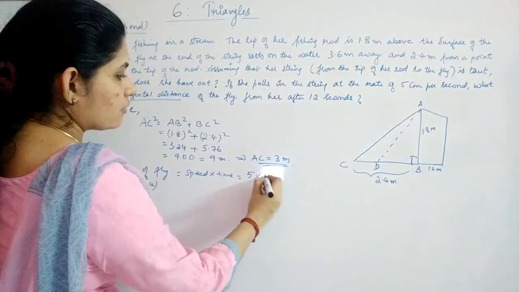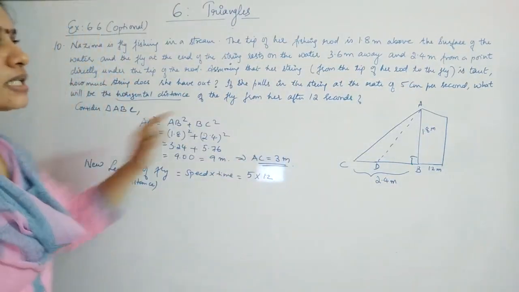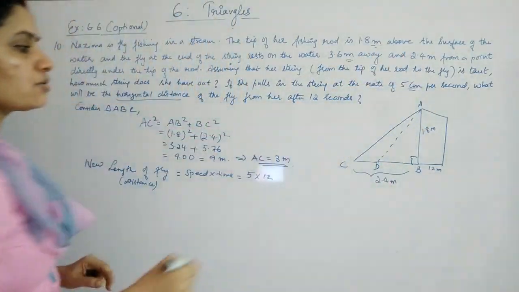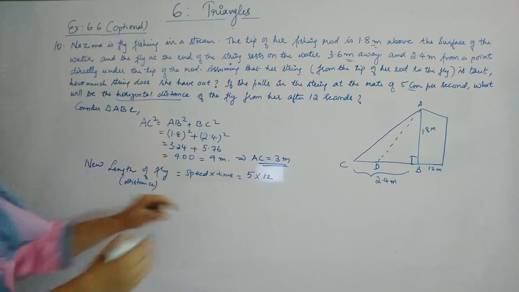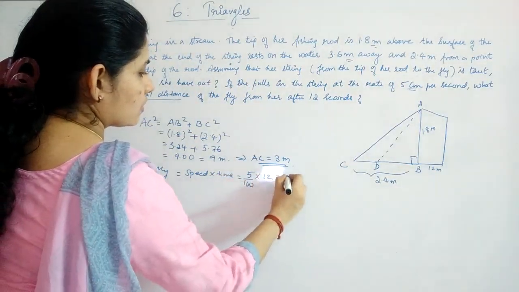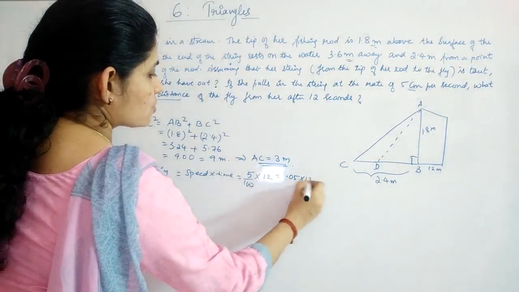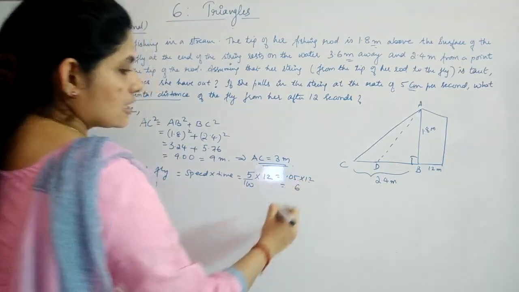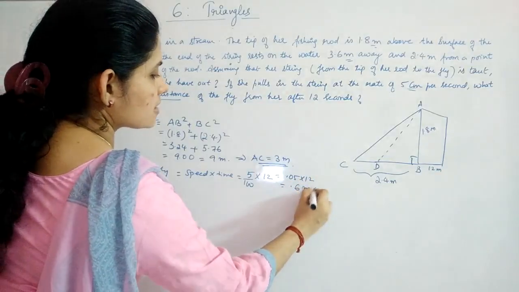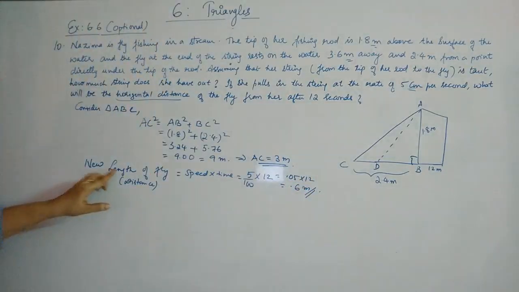5 into 12, but here 5 is given in centimeters and the remaining are all in meters. So what you need to do is, it is 5 by 100 meter. 5 by 100 will give you 0.05 into 12, or you can say it is 0.6 meter. So this will be the new length of the fly.